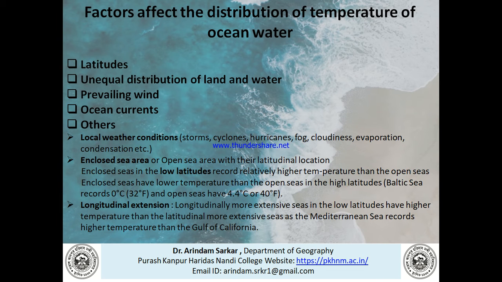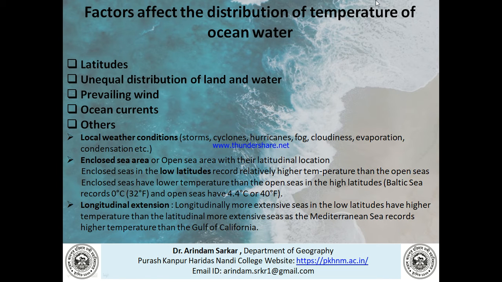Now another point, the fourth point, that is the ocean current. Surface temperature of the ocean is controlled by warm and cold currents. Warm current raises the temperature of the affected area, and cold current lowers the temperature. For example, the Gulf Stream raises the temperature near the eastern coast of North America and western coast of Europe.